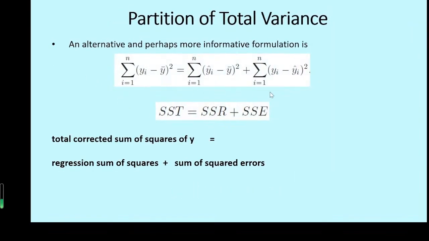So if we go further, we will write it in this form. SST is the total variance of y against its mean, squared and summed. SSR, called the regression sum of squares, is the fitted line minus the y mean values, squared, then summed. And the last term, SSE, is the sum of the squared errors, which is between the observed value and the fitted value.